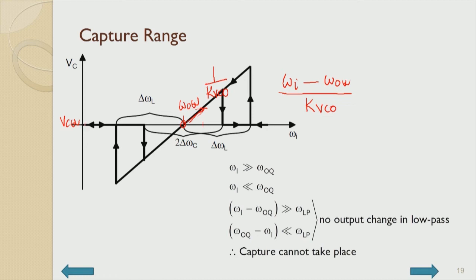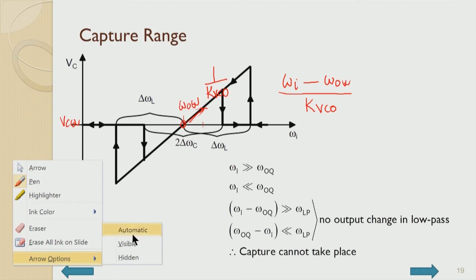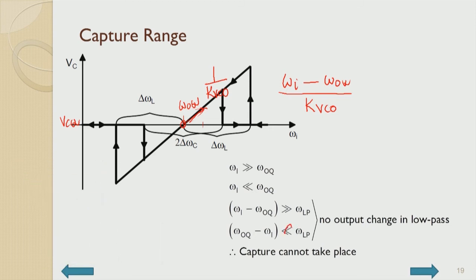Now if the frequency is in this range, beyond the lock range, obviously omega I minus omega naught Q, or omega naught Q minus omega I, okay, both these frequencies are much greater than the omega LP. Please understand this. Both this omega I minus omega naught Q and omega naught Q minus omega I, both these are much greater than omega LP. That means these components correspond to high frequency. So, whether you are starting at this point or at this point, the difference in frequency corresponds to a frequency which is much greater than omega LP.